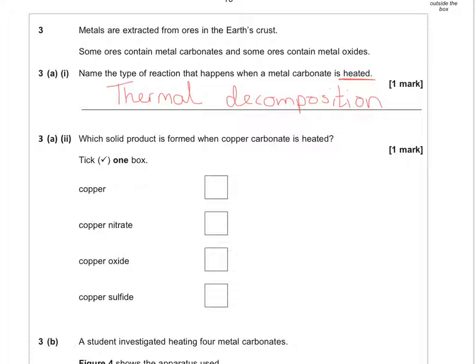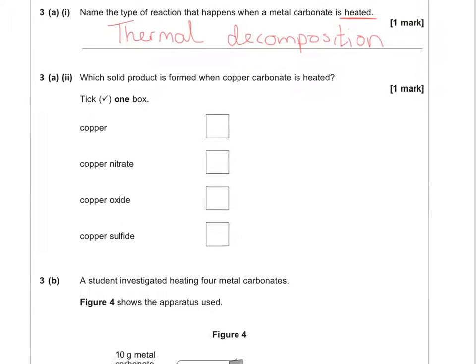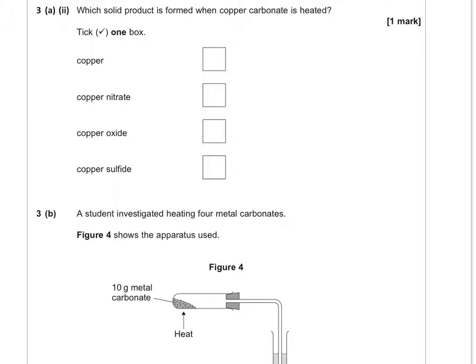Question 3A2. Which solid product is formed when copper carbonate is heated? Okay, so for this one, what we're left with is copper oxide.